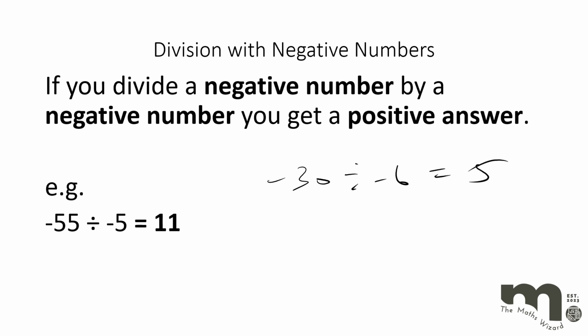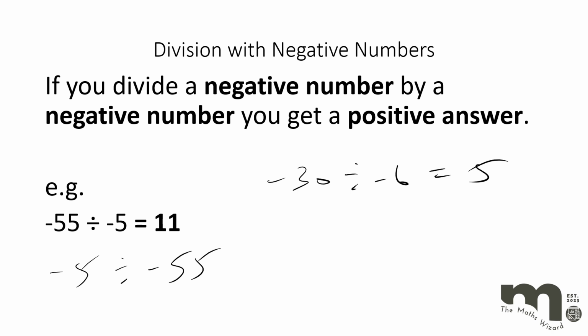Remember with division, if you do this the other way around, if you do -5 divided by -55, you will still get a positive answer, but you're not going to get 11. So remember with division, it does matter which way around you divide. You'll essentially get 0.09 recurring for that, if you're interested. But just be careful with your division. You've got to get your numbers the right way around. It's only addition and multiplication where it doesn't matter which way around you do the sum.